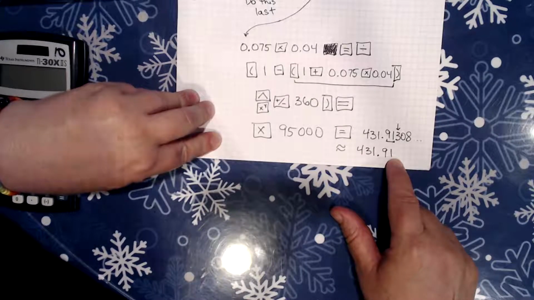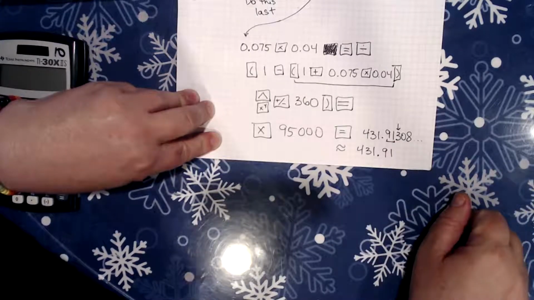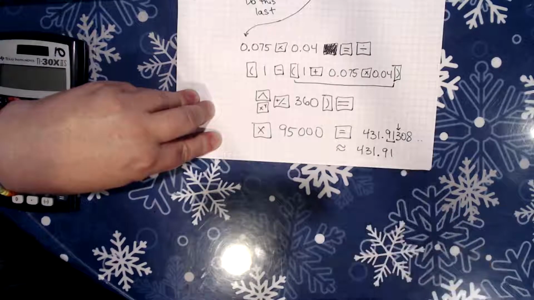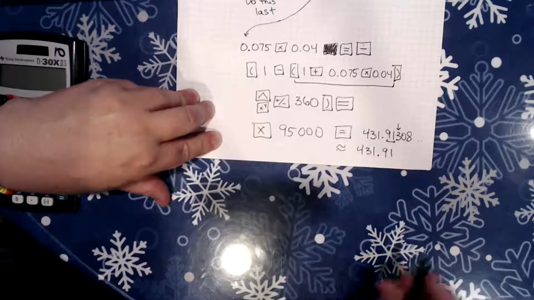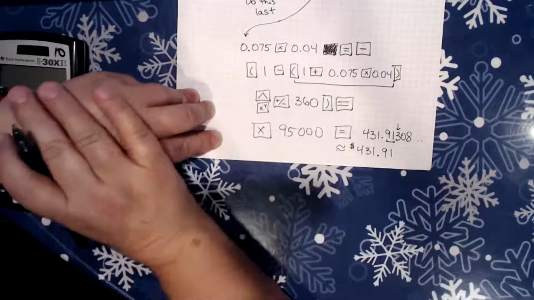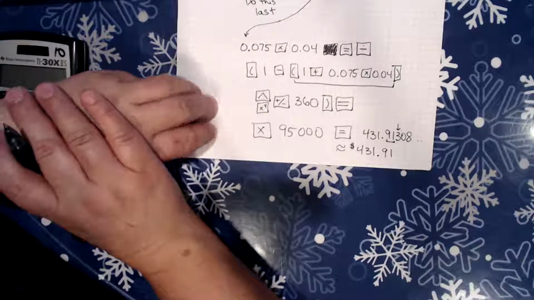If it had been a 5 or a 6 or something larger, 7, 8, or 9, then I would have rounded this to 92. I'm not sure if you're given units, but the units for this one should be dollars: $431.91. Hopefully that made sense.